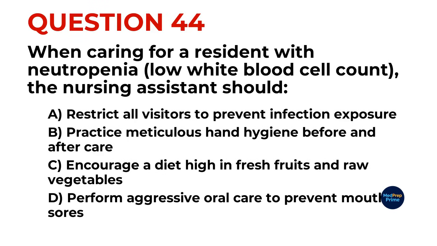When caring for a resident with neutropenia, low white blood cell count, the nursing assistant should: Option A, restrict all visitors to prevent infection exposure. Option B, practice meticulous hand hygiene before and after care. Option C, encourage a diet high in fresh fruits and raw vegetables. Option D, perform aggressive oral care to prevent mouth sores.